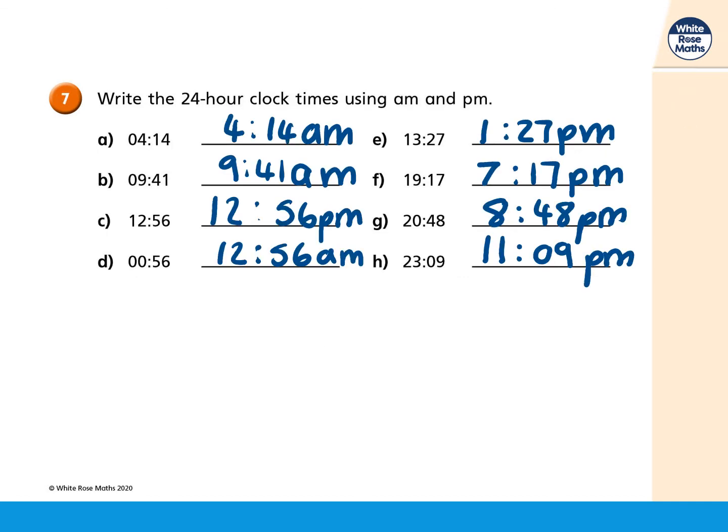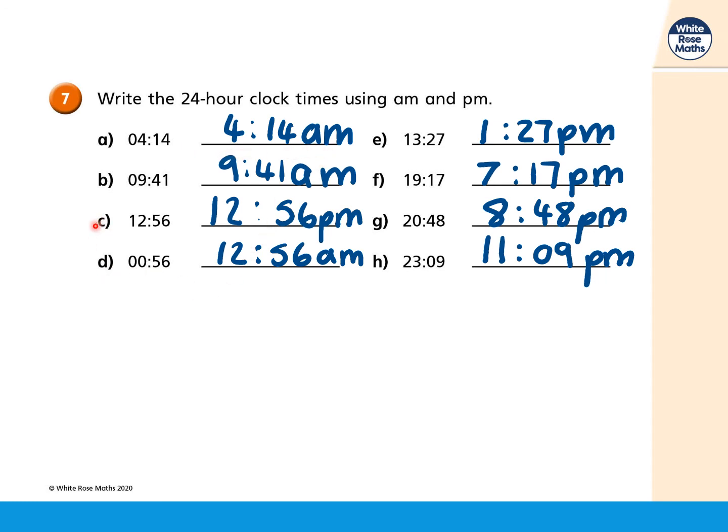Here we've been asked to write the 24-hour clock times using AM and PM. Notice that the times which are before 12 are almost exactly the same as the times when they are written in the 24-hour clock. So 04:14 is 4:14 a.m.